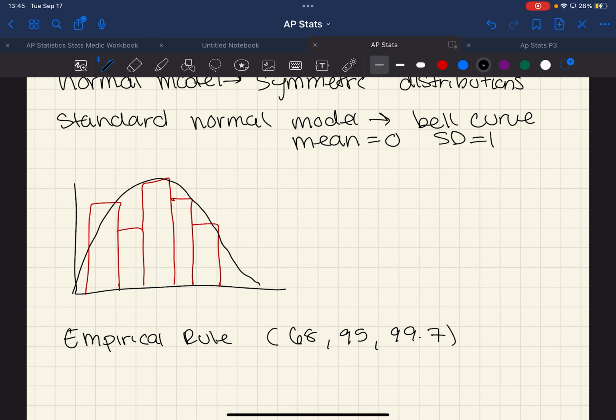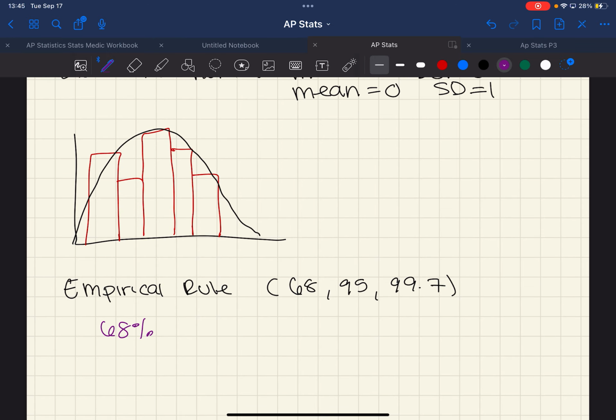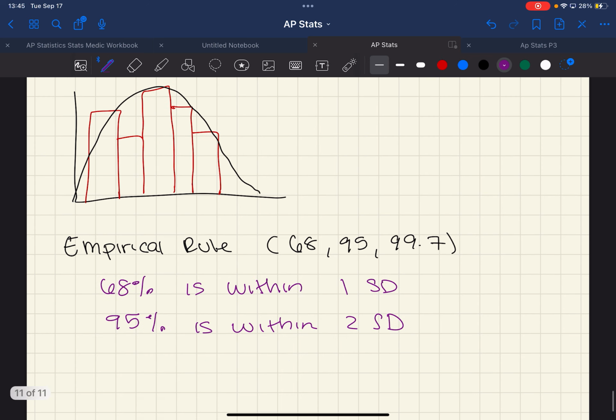For normal distribution, 68% of observations are within one standard deviation. So 68% is within one standard deviation. 95% is within 2 standard deviations, and 99.7% is within 3 standard deviations. And I have a diagram of that rule on Schoology to better illustrate what I'm talking about. And then there's also practice problems at the end with the answers if you want to try those and see if you get it correct.